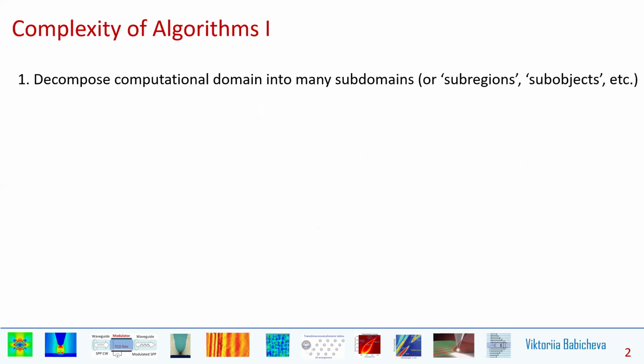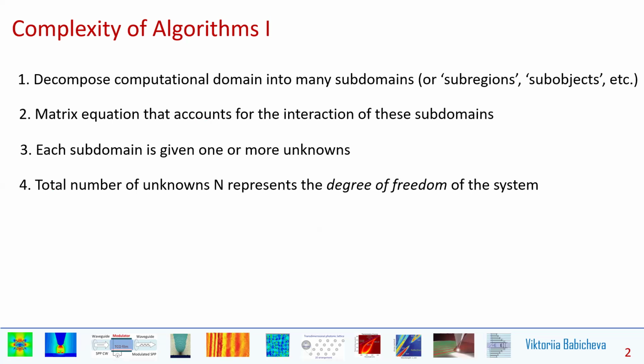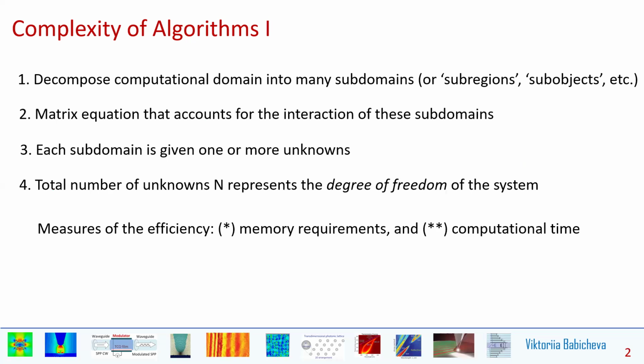the domain can be referred to as region, object, or something similar. A matrix equation is derived that accounts for interaction of the subdomains. Each subdomain is usually given one or, most often, several unknowns. The number of subdomains represents the degrees of freedom of a domain, and we often say that we have discretized a domain using a numerical method. The total number of unknowns N to be solved for represents the degrees of freedom of the system.